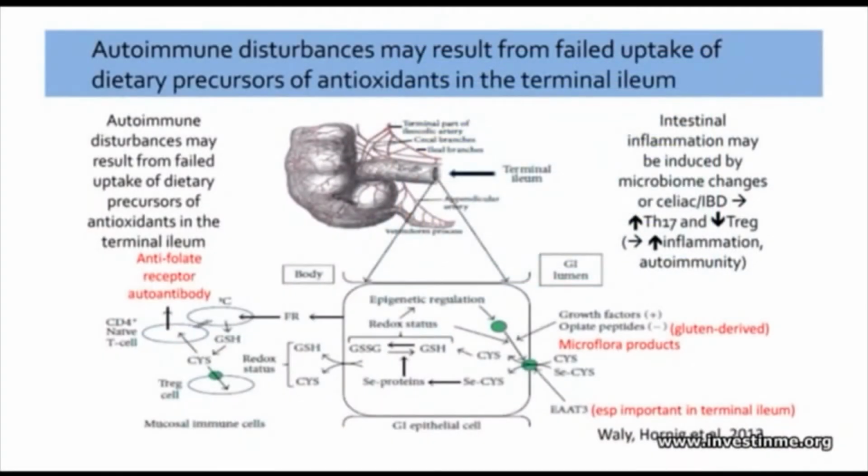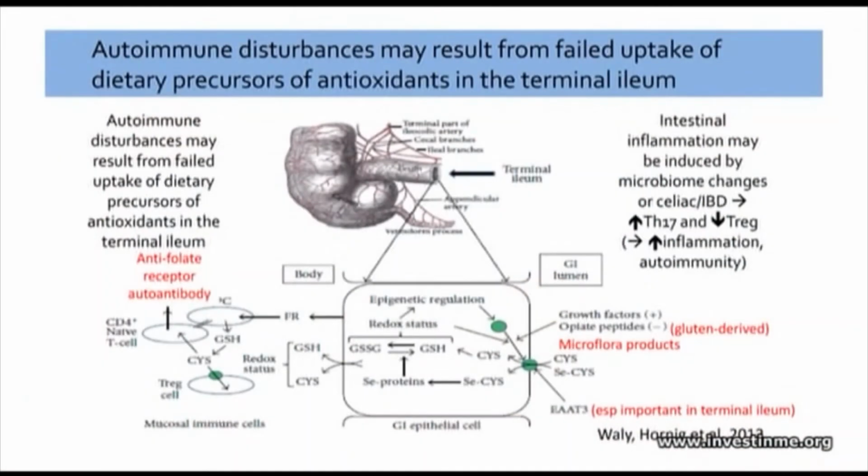We believe that the GI system and disruptions therein may be critical to the development of autoimmune disturbances. This is a graphic of your small intestine, the terminal ileum, where an enormous amount of important biochemical actions occur. They're affected by both what is in your diet and the products of the microflora, whether they're good, bad, or indifferent. And we know that there are neurotransmitter effects of glutamate and reaction with glutathione, an antioxidant. And the redox status, or the oxidative stress therein, is conditioning the immune system.